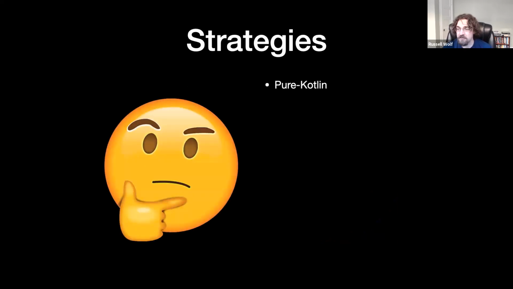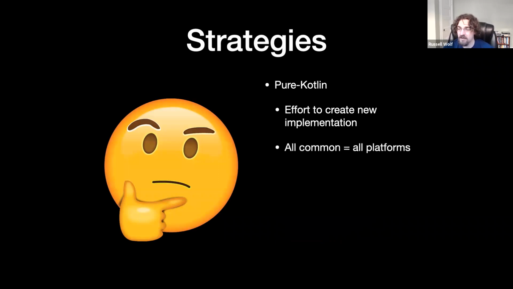Or you can just do something in pure Kotlin. Like if you have a library that's maybe an architecture thing or a mathematics thing, and you can just write it in common code, then you put the effort into building your new implementation, but if everything's in common, then you get every platform for free.